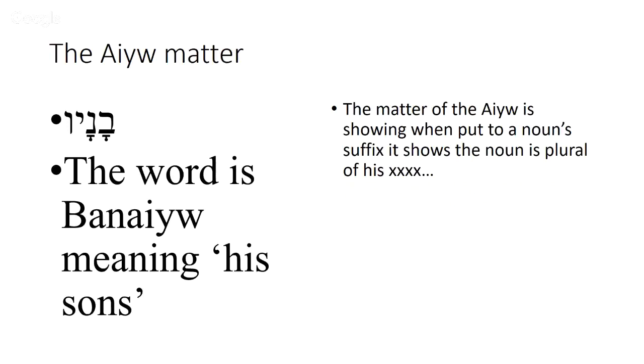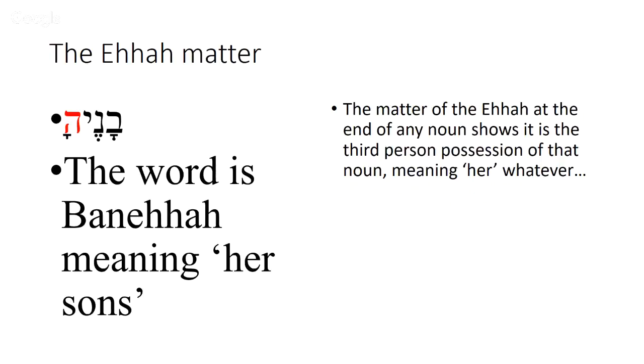Tapaiv would mean his drums. So when you have the actual aspect of the suffix at the aiv sound, that means his whatever. Ben, remembering, means son. So banaiv means his sons. So we can gain some understanding of what we're talking about. Next slide, please.